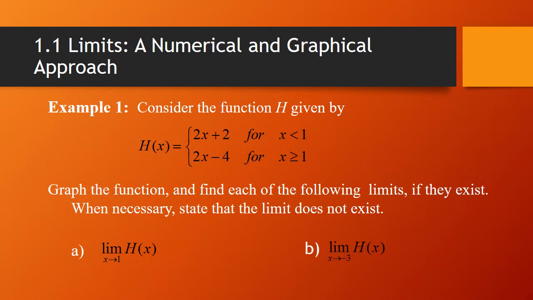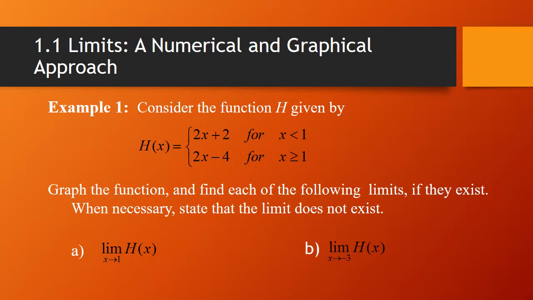All right, let's try an example. Consider the function h given by, we have a little piecewise function here, 2x plus 2 if x is less than 1, and 2x minus 4 if x is greater than or equal to 1. We're going to graph the function, find each of the following limits if they exist, and when necessary, state that the limit does not exist. So we're going to find the limit as x goes to 1 and the limit as x goes to negative 3. It helps if you graph it first.